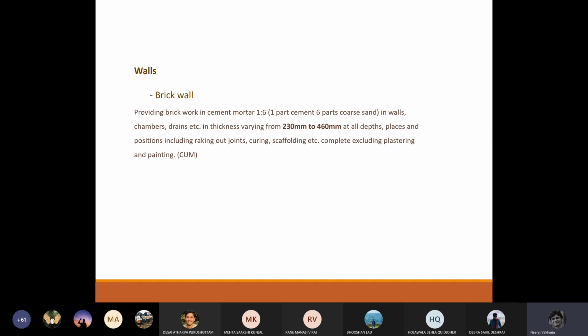All in all, providing brickwork in cement mortar 1:6, in walls, chambers, drains, etc., in thickness, considering 230 or 300 or whatever it is, at all depths, places and positions, including raking out joints, curing, scaffolding, etc. complete, excluding plaster and painting. Because plaster and painting, these two components, we are considering separately, so as of now we won't be considering them in this item. And the whole thing will be calculated in cubic meter, so the volume of the whole wall, as many walls as you might have in your structure.